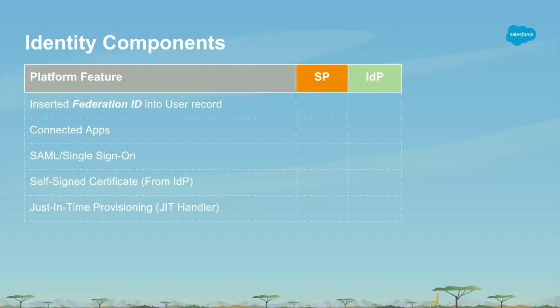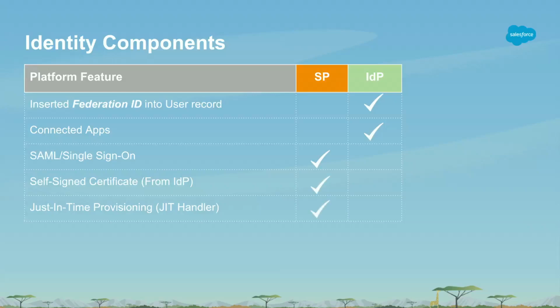Okay. So we talked about the user record and the federation ID used on the user record. Then we showed you what the connected apps look like and the corresponding single sign-on settings that went with those connected apps. We talked about the IDP certificate that was put onto the connected app and also onto the service provider or the single sign-on settings. And then we showed you a little bit about just-in-time provisioning, how that all happens seamlessly, and uses an Apex class to do that.